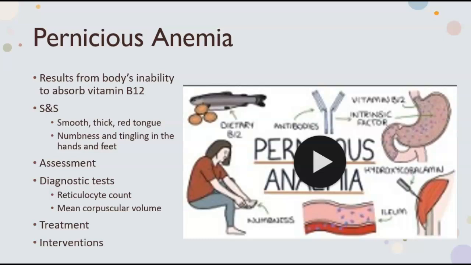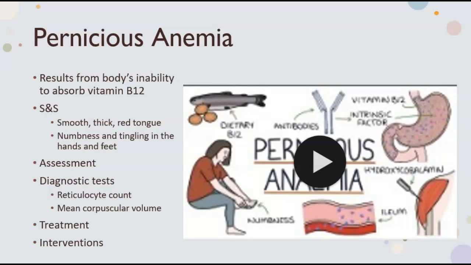Your diagnostic tests are going to be a CBC, so you want to check the hemoglobin, hematocrit, red blood cells. A reticulocyte count, this measures the number of red blood cells in the blood. So basically it indicates if that bone marrow is producing the red blood cells. They might also have a serum folate and iron. A mean corpuscular volume, this measures the size of red blood cells. So red blood cells in pernicious anemia are usually larger than normal. So that's one way that they can diagnose this.